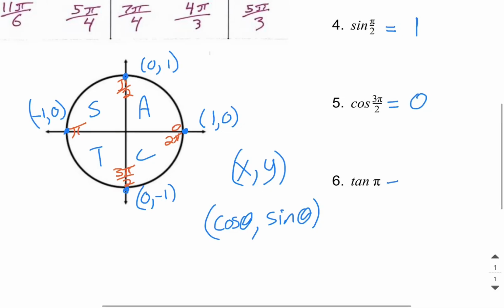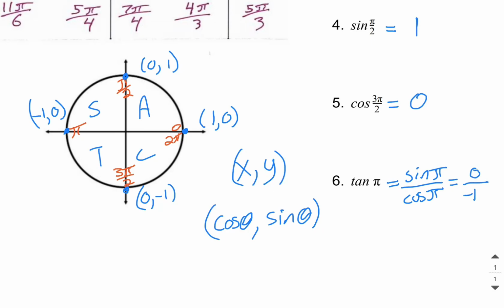Now the only time this gets a little bit tricky is when we're dealing with tangent, because there is no tangent point. But what we do know is that the tangent is the same as the sine over the cosine. So we just have to find the sine of pi, which is 0, and the cosine of pi, which is -1, and divide them. 0 divided by -1 is 0, so the tangent of pi is equal to 0.